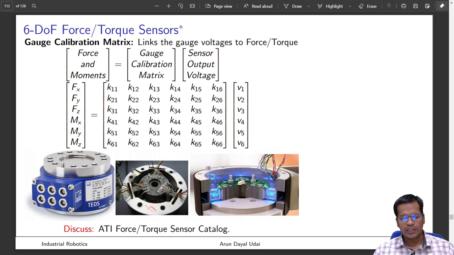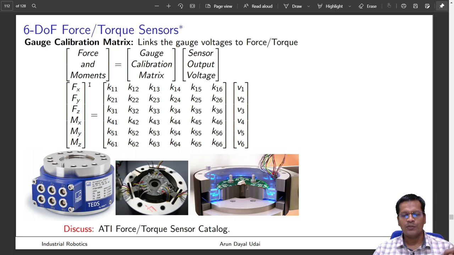Now let us quickly come to something which is used in industry for multiple direction force and moment sensing. Major manufacturers are ATI, Schunk. They make this type of sensor. It looks like this. Now, one voltage is related to a single force.